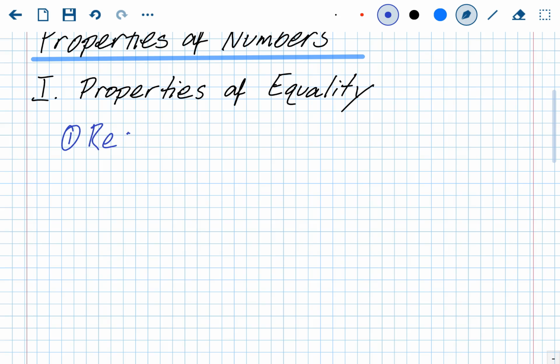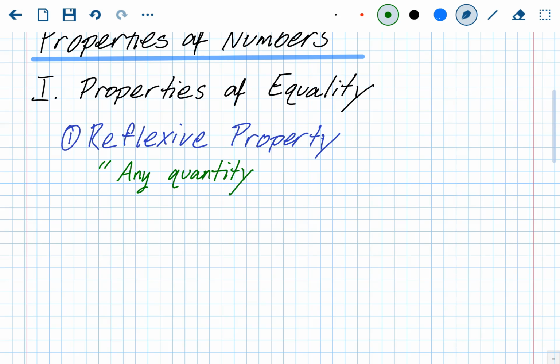The first one, the silliest of them all, is the reflexive property. For each of these, we're going to say what it means in words, what it means in symbols, and then numbers. The reflexive property in words means any quantity is equal to itself. Now, like I said, that's the most obvious one. It's the silliest, but it's important. So x equals x. Shocking, I know.